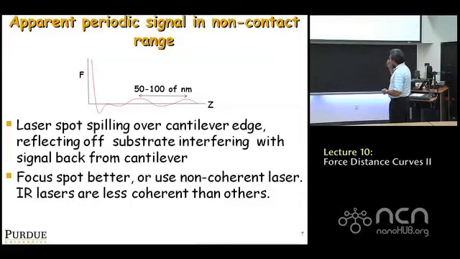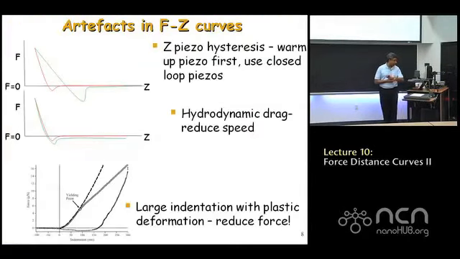So what's happening these days is they try to use non-coherent lasers. So instead of having a single wavelength, let's say you mix up the different wavelengths, and so you don't get such a stark periodicity due to constructive and destructive interference, because you've mixed up all the wavelengths that are there. So they use these non-coherent lasers these days to minimize this effect. There are other artifacts in FZ curves.